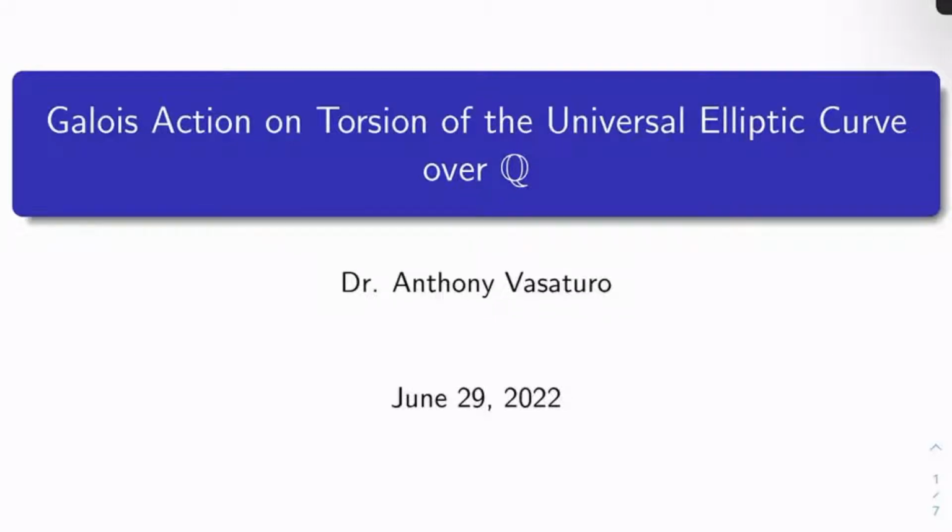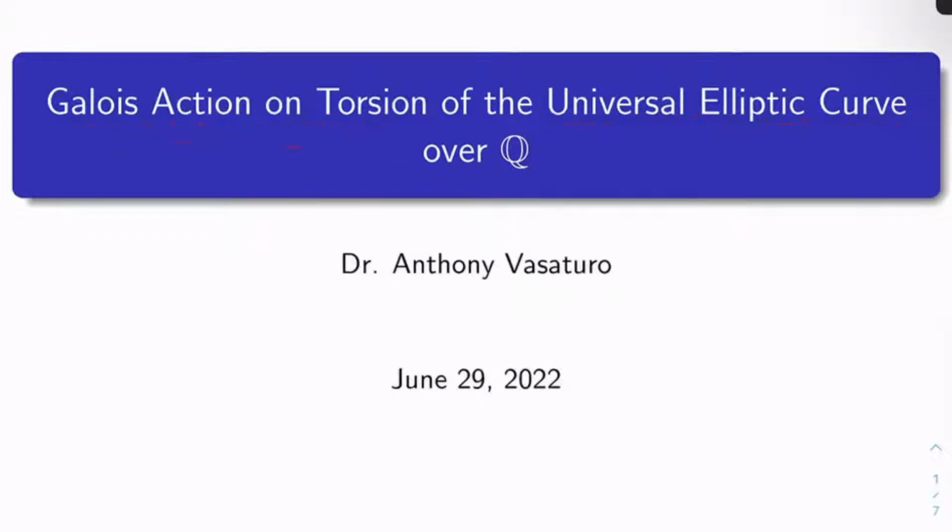Welcome back, everybody. Today we're going to finally start talking about modular curves as curves over the rationals and not just over the complex numbers. To do that, we're going to have to consider the Galois action on torsion of the universal elliptic curve over Q, or more specifically over Q adjoin j.